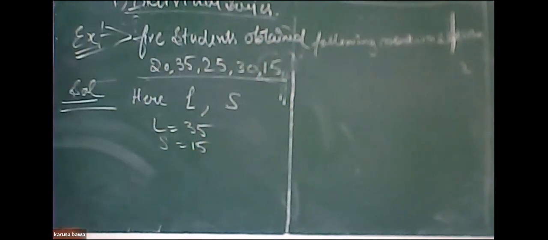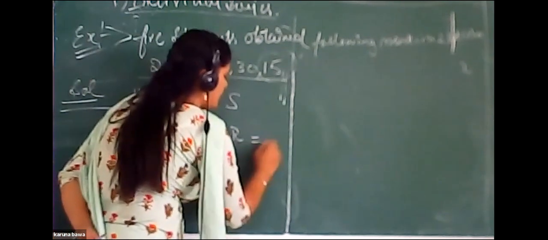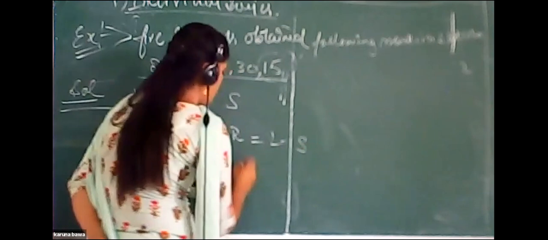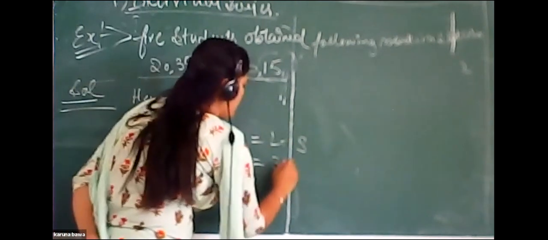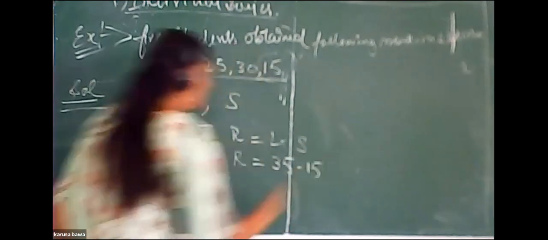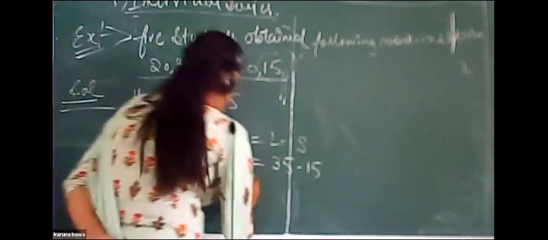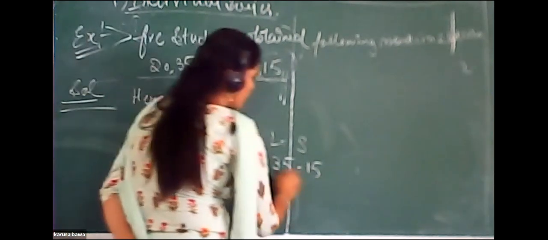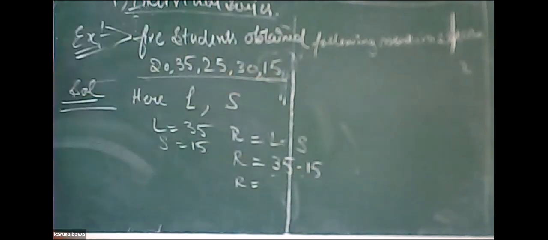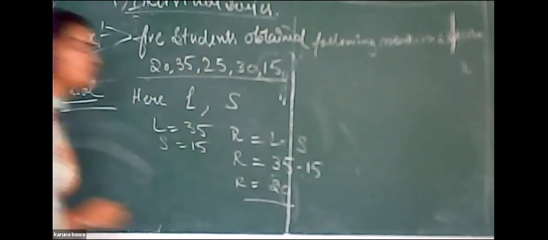So first of all, we find out the range. Range is equal to L minus S. So R is equal to, the largest value is 35 and the smallest value is 15. So 35 minus 15, and the range of this is 20. So this is the range.